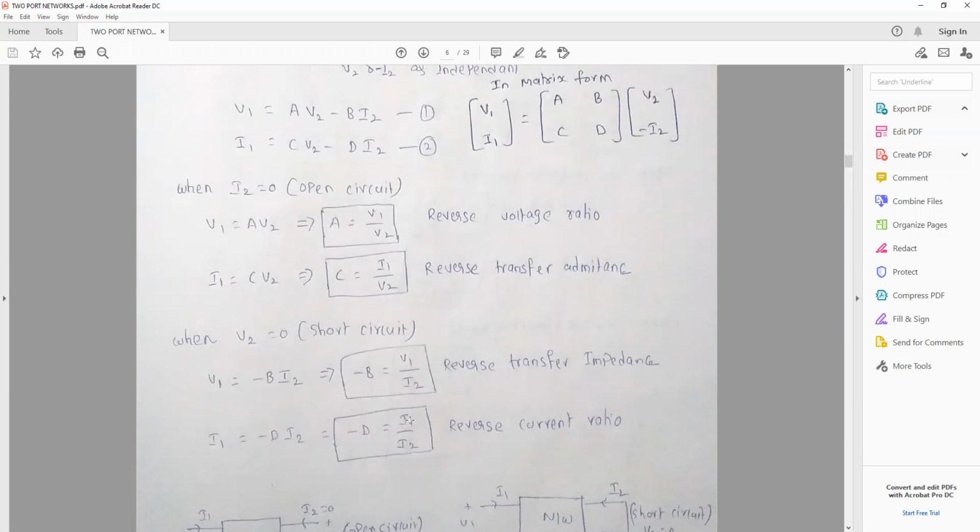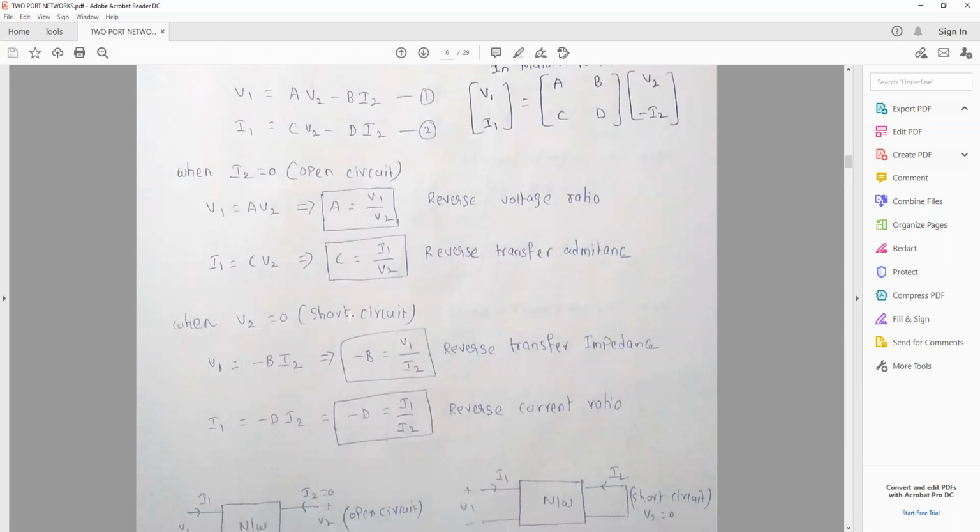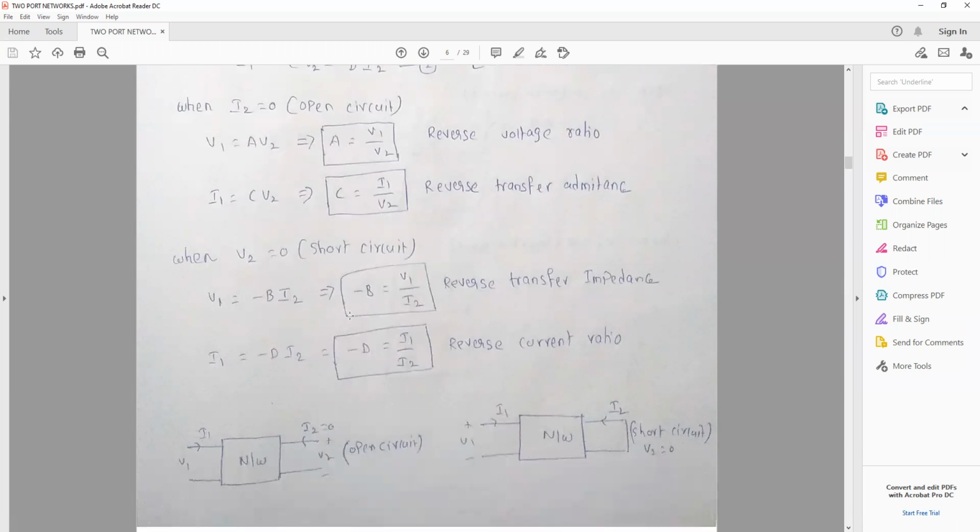So minus d is equal to I1 by I2, minus b is equal to V1 by I2, right? So these are the parameters, that is ABCD parameters. Okay?